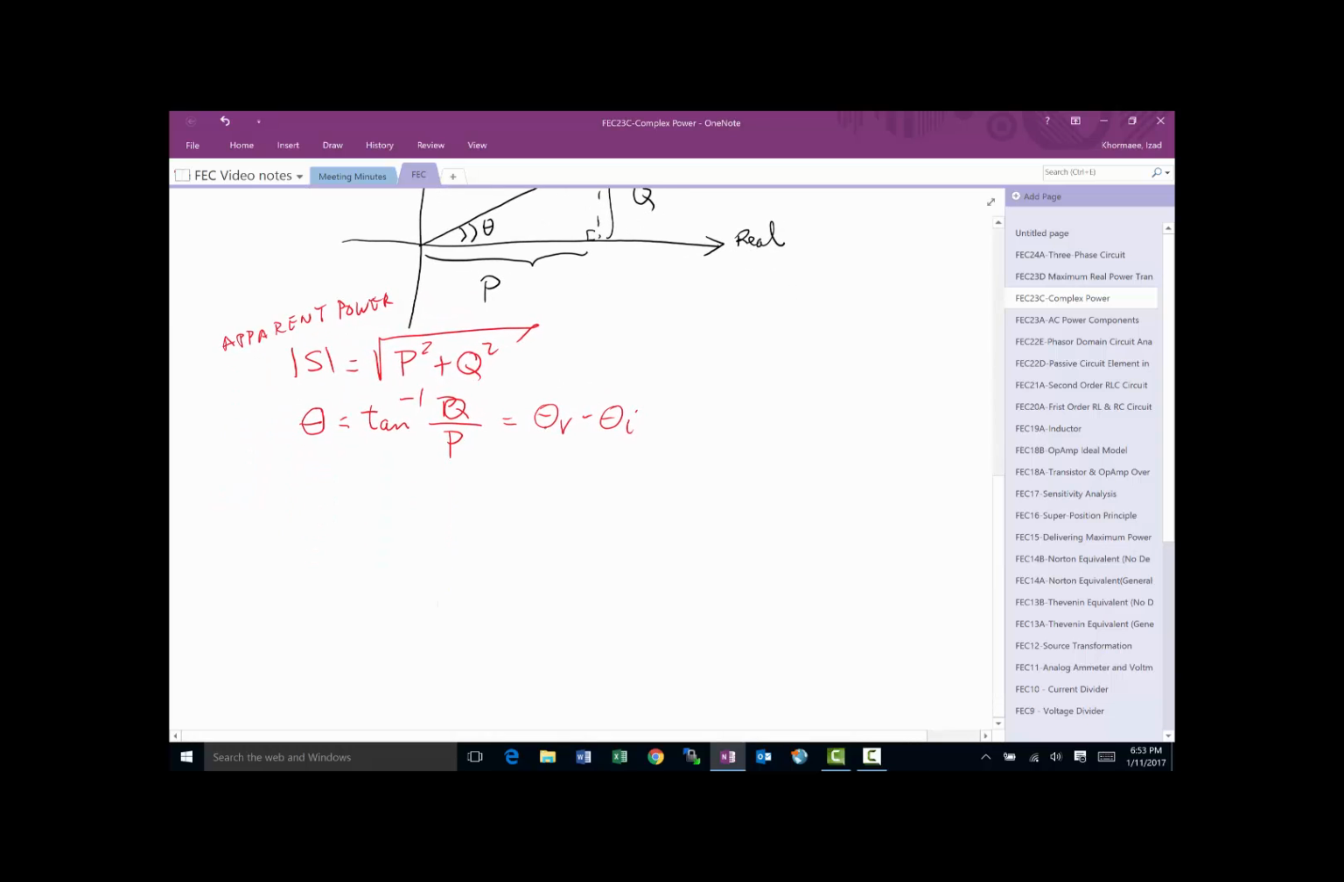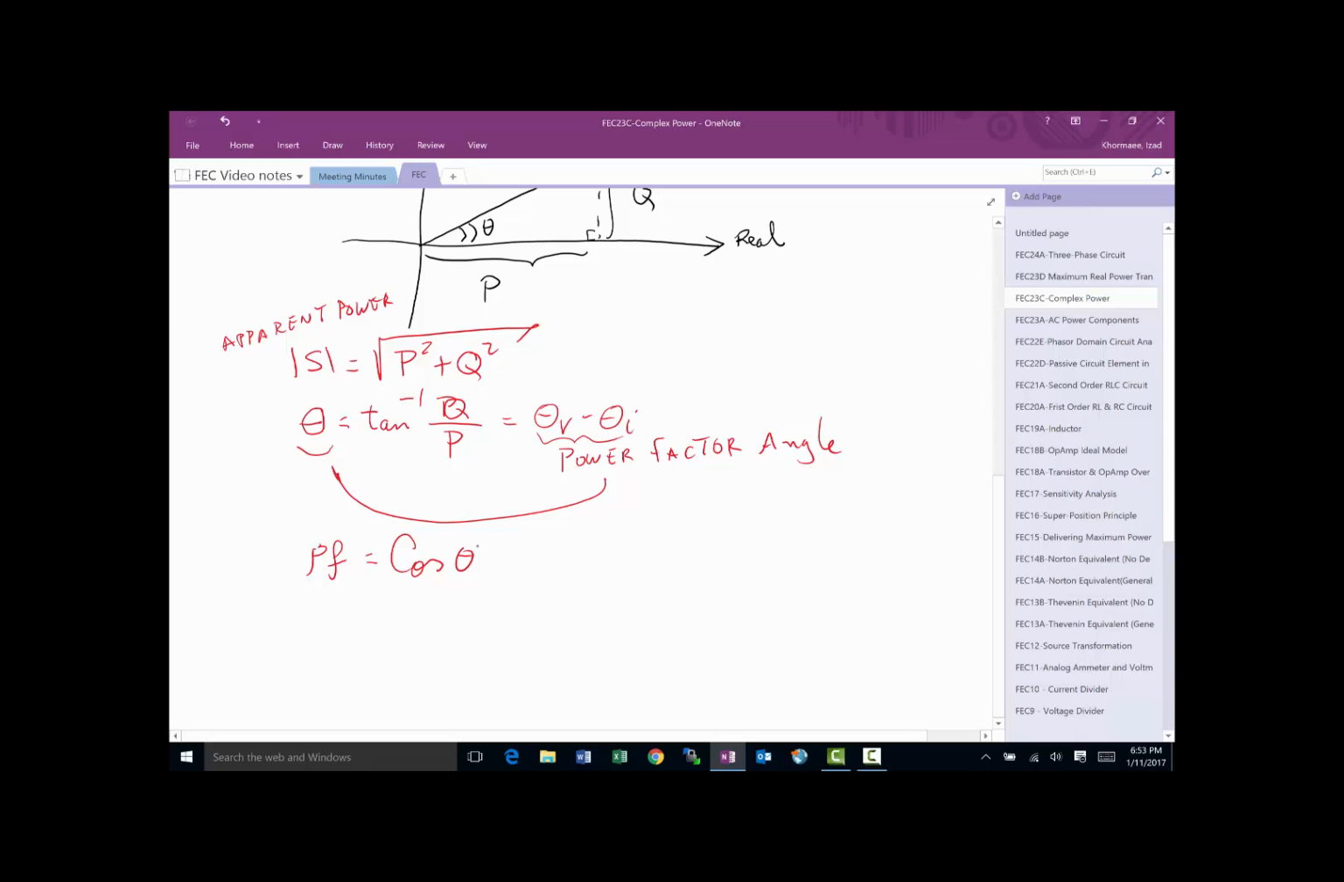Okay. If you remember, we called this the power factor angle, right? So this is the power factor angle. So if that's a power factor angle, then really interesting, the phase of a complex power is the power factor angle. Therefore, if somebody wants to find a power factor, all they have to do is take the cosine of theta of the power, and they're done.